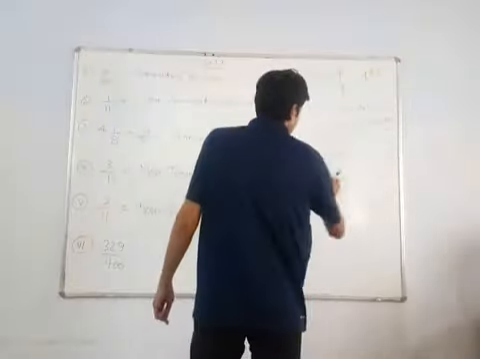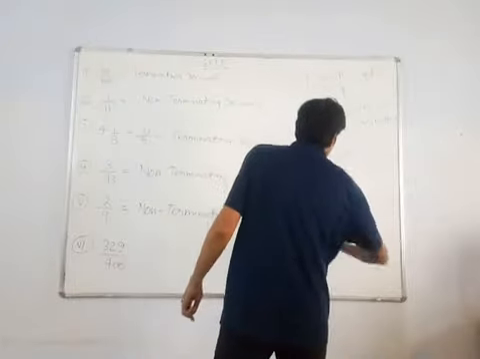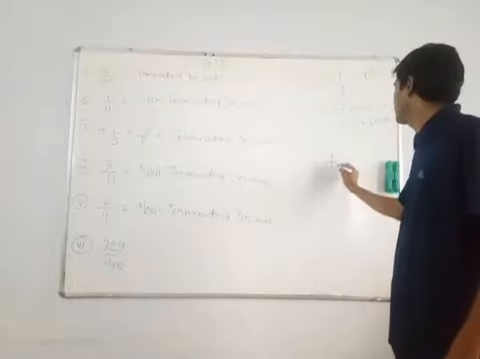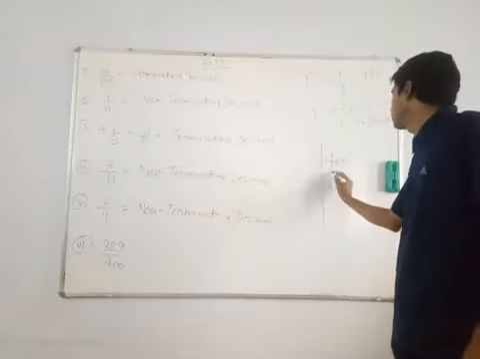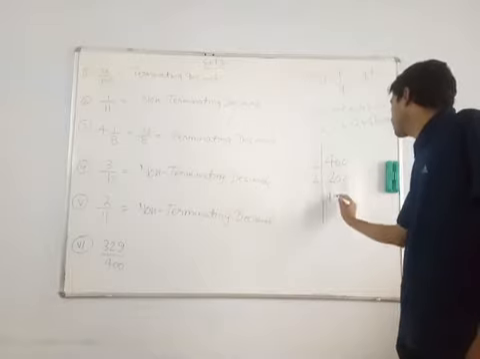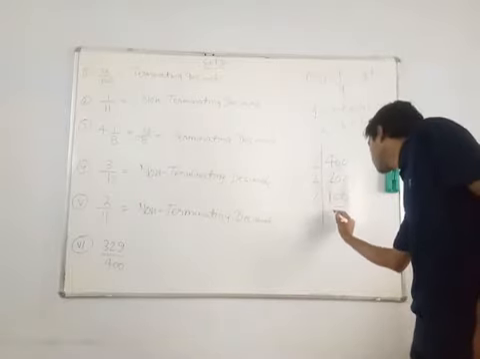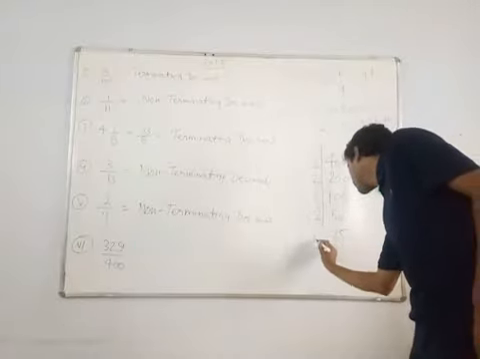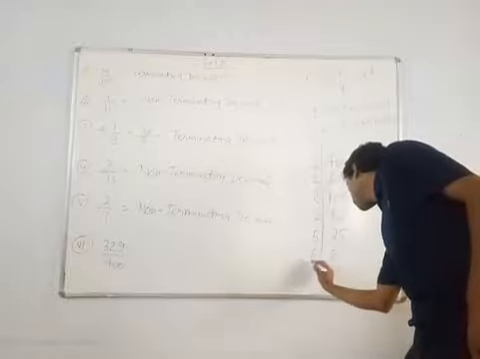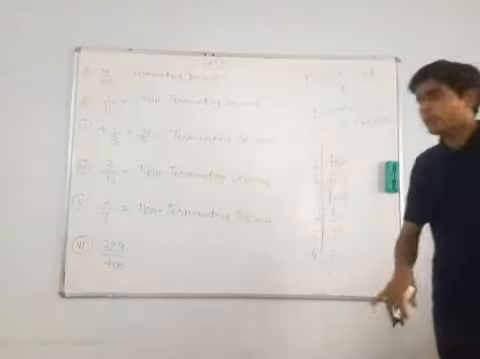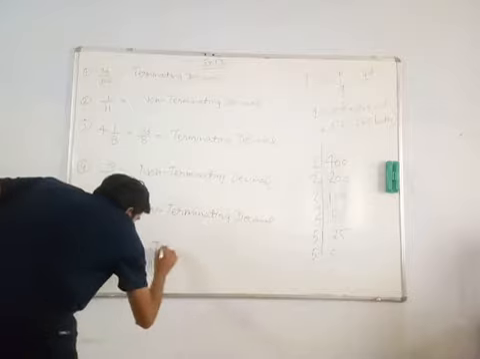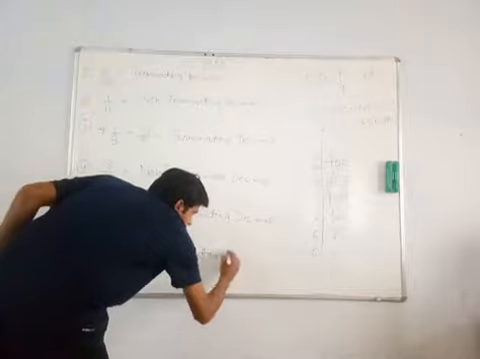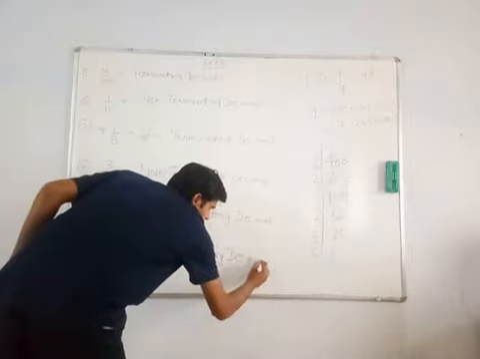So 400. 2, 200, then 2, 100, then 2, 50, then 2, 25, then 5, again 5. So it is a factor of 2 and 5. So it is a terminating decimal.